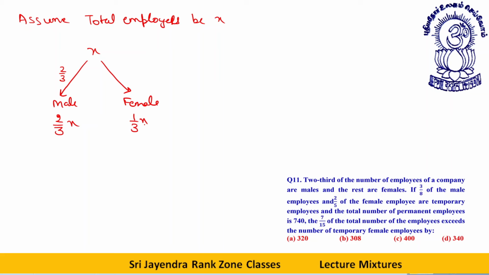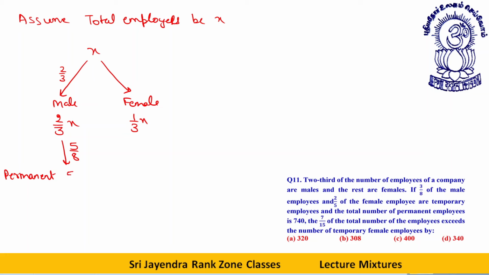If 3 by 8 of the male employees and 2 by 5 of the female employees are temporary employees and the total number of permanent employees is 740. Okay, we are being told the number of permanent employees. So let's talk about permanent employees. 3/8 of the male employees are temporary. I need to talk about permanent. See here, 3/8 are temporary, so 5 by 8 are permanent.